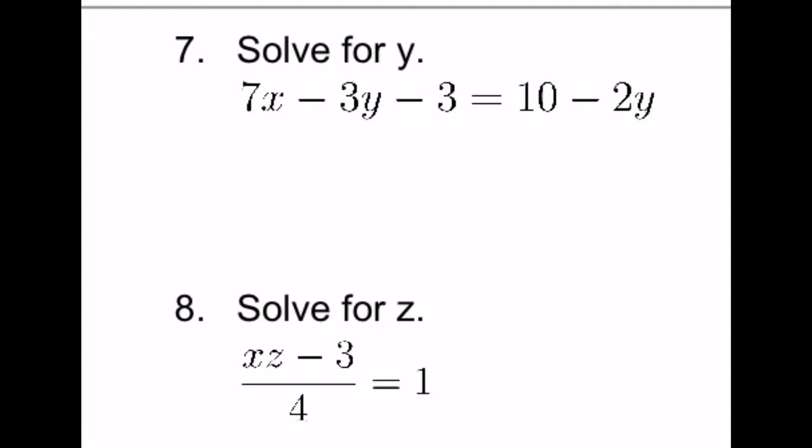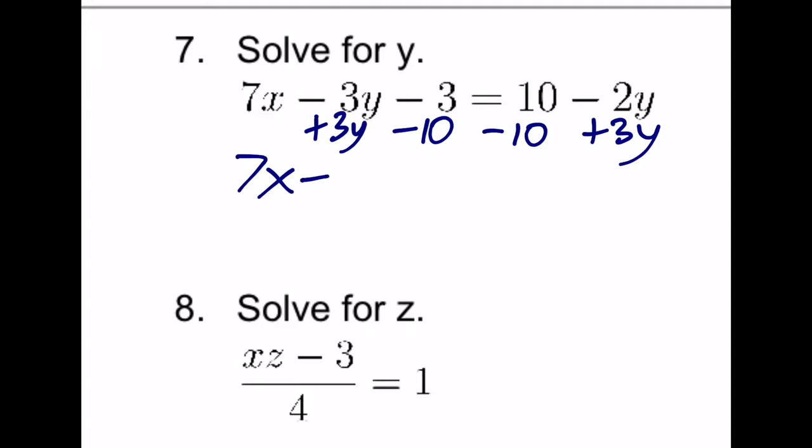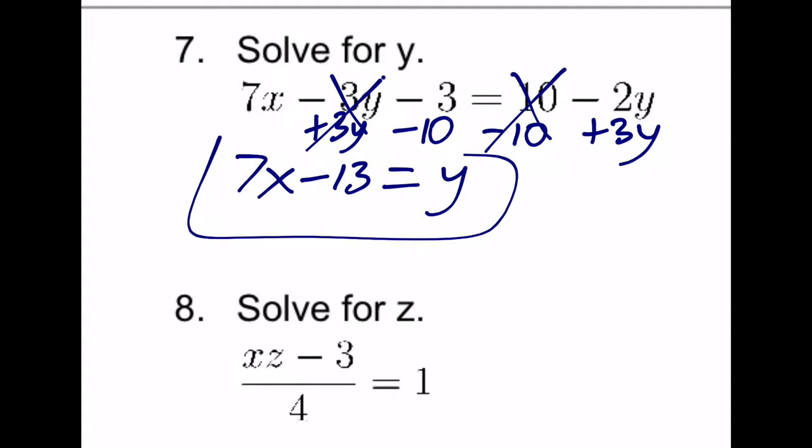For number 7, solving for y, we can add 3y to both sides and subtract 10 from both sides. On the left, we end up with 7x minus 13. The 10's cancel out. Is equal to y. And we're done.